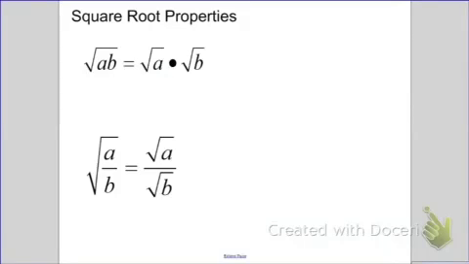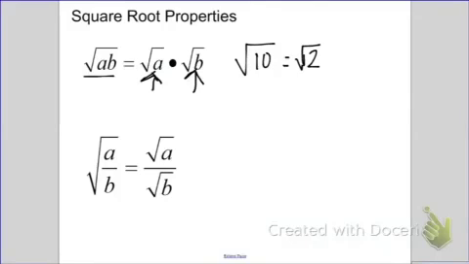So here are two properties. One states that if two numbers are multiplied underneath one square root, you can split them up into two different square root problems. And you can also put them back together. So for example, we have the square root of 10. And so therefore this is equal to the square root of 2 times the square root of 5.